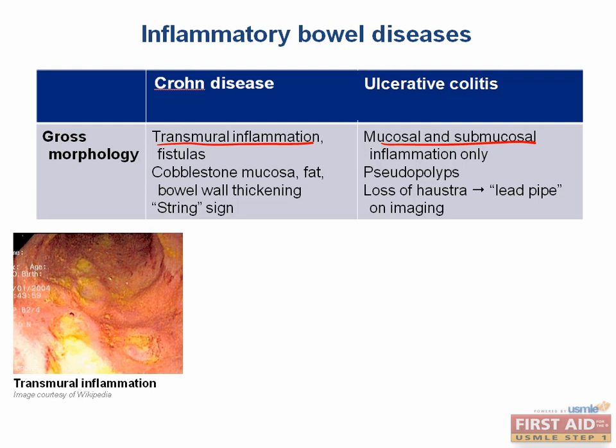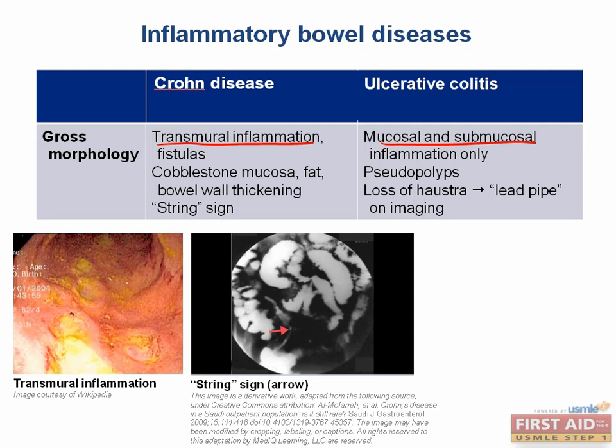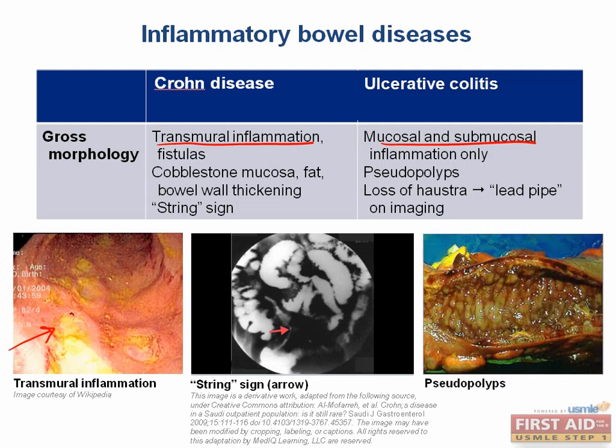Crohn's also has the features of cobblestone mucosa, creeping fat, bowel wall thickening, such as the string sign, which you can see here, and fissures and fistulas. You also can see linear ulcers, which are shown here in this colored image. In ulcerative colitis, you can find pseudopolyps, which are seen here, and they have freely hanging mesentery. The inflammation causes a loss of haustra, which eventually gives the lead pipe appearance on imaging.